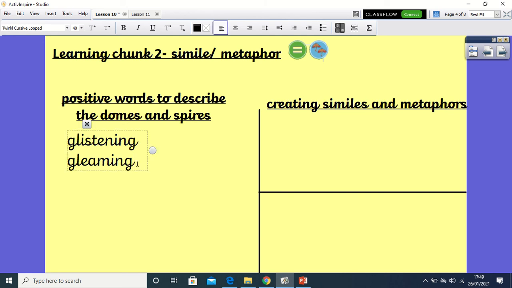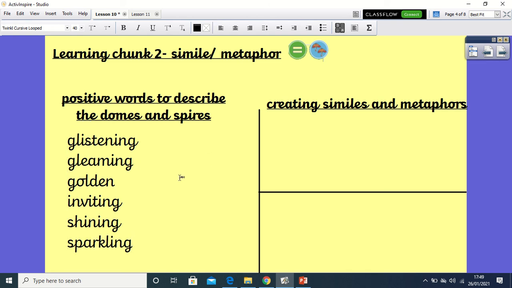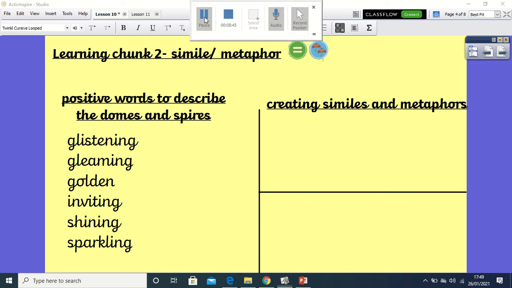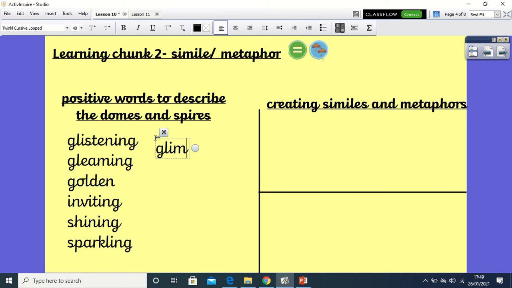Okay, so we might describe them as golden. We might suggest that they are inviting, shining, sparkling. There's lots of different words that you could use there. You might say glimmering, glowing, anything that suggests that they might be beaming, anything that suggests that they are sort of these shiny, wonderful domes and spires that are on our building.